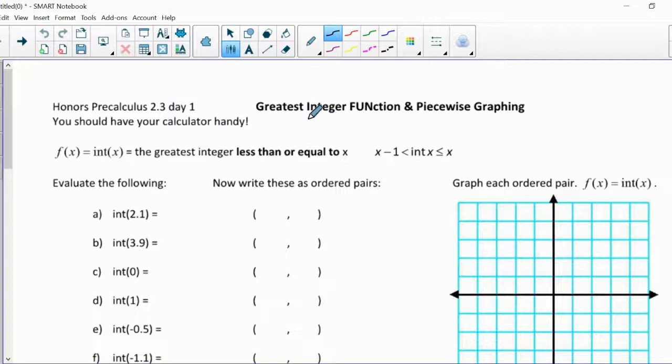This video is on the greatest integer function and piecewise graphing. We're going to talk about the greatest integer function first. F of x is the greatest integer less than or equal to x. That's the greatest integer function.